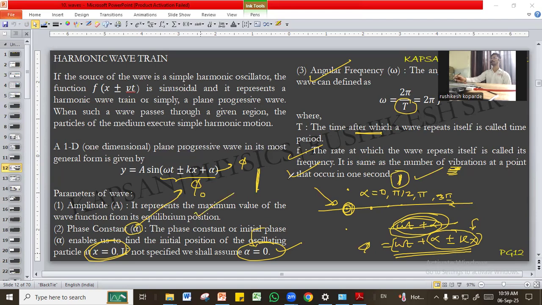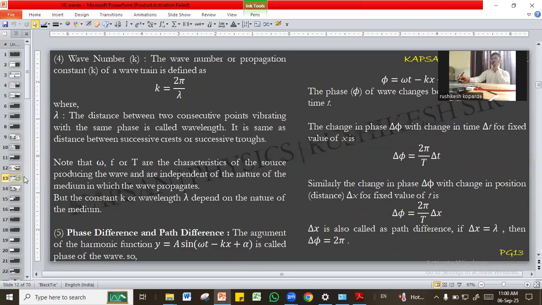Amplitude of oscillation itself is the amplitude of the wave. Initial phase of oscillation itself is the phase constant of the wave. Angular frequency of oscillation itself is the angular frequency of the wave. Frequency of oscillation itself is the frequency of the wave. So all the oscillation parameters are directly assigned to the wave, because a wave is nothing but n number of oscillations.